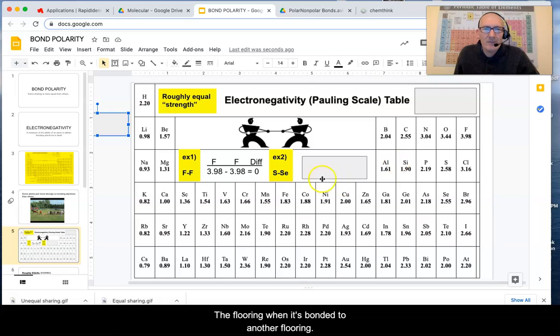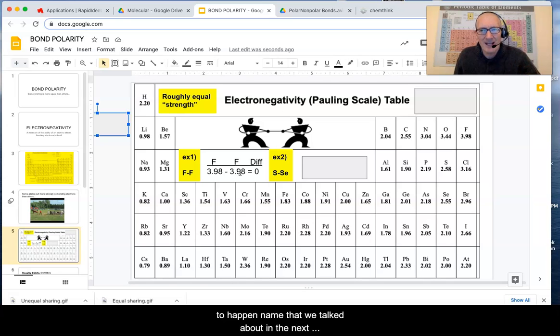So fluorine, when it's bonded to another fluorine, there is no difference, all right? There's no difference in electronegativity, all right? So if there's no difference in electronegativity, they're going to hold on to those shared electrons that are bonding the two fluorines to one another. They're going to hold on to those electrons equally, right? So it is a very balanced sharing arrangement.